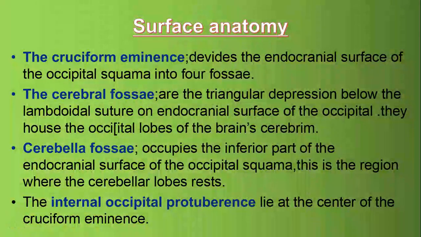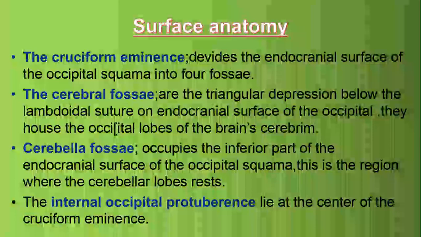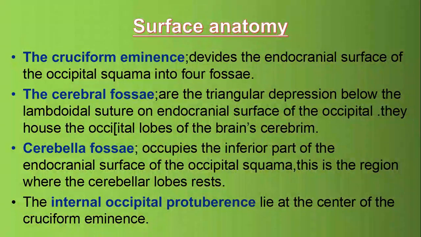In the description, the cruciform eminence divides the endocranial surface of the occipital squama into 4 fossae. The cerebral fossae are the triangular depressions below the lambdoidal suture on the endocranial surface of the occipital, and they house the occipital lobes of the brain, which is the cerebrum.